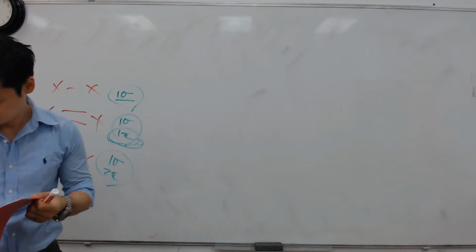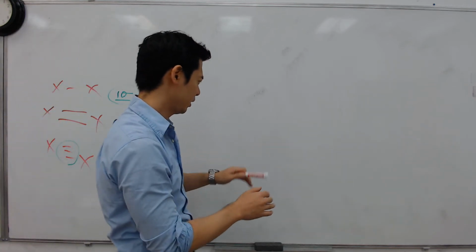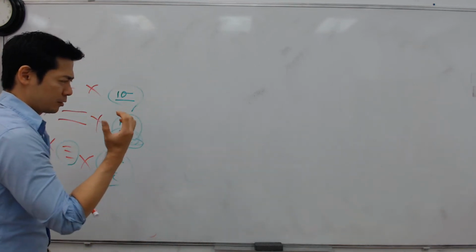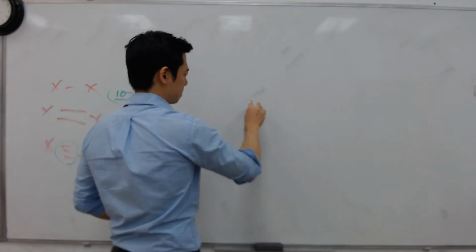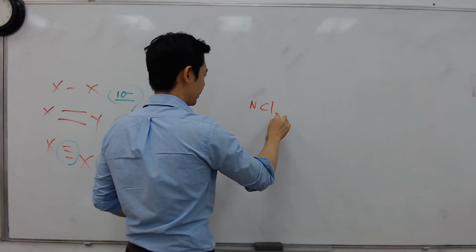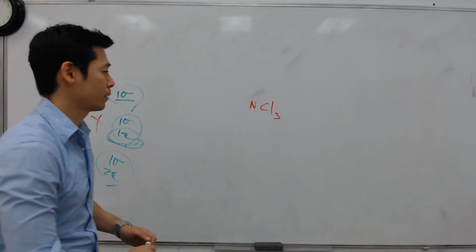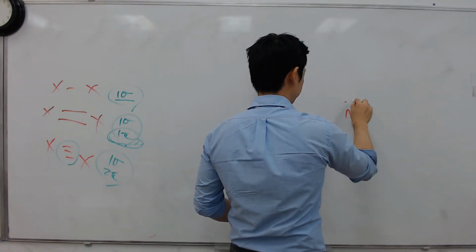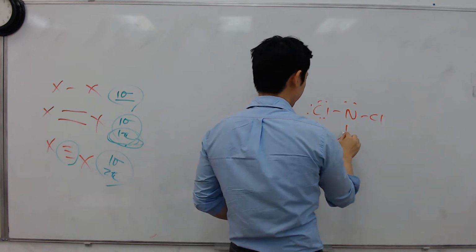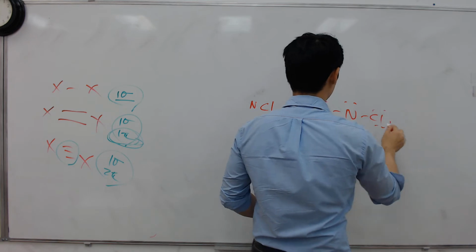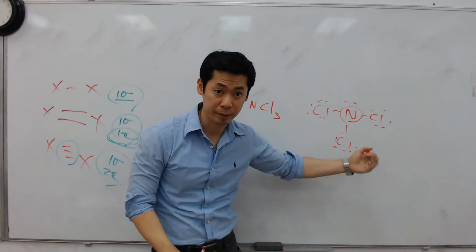So let's take a look. If you draw NCl3, nitrogen in the middle, Cl will surround it, single bonds. That's what you draw. So basically, this nitrogen will be sp3 hybridization, right? We talked about this.